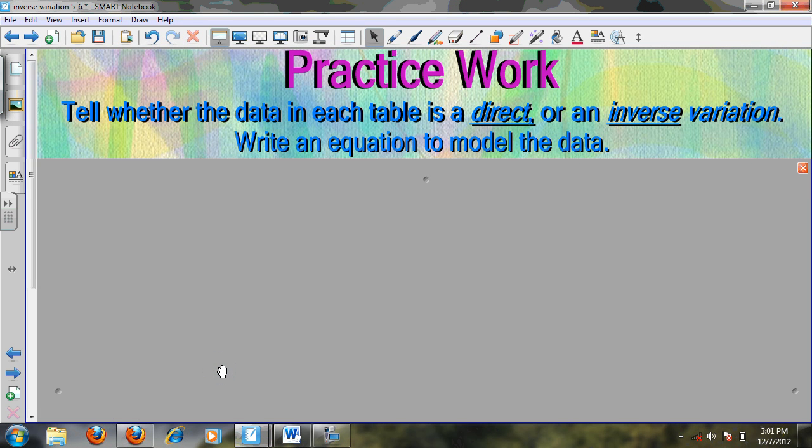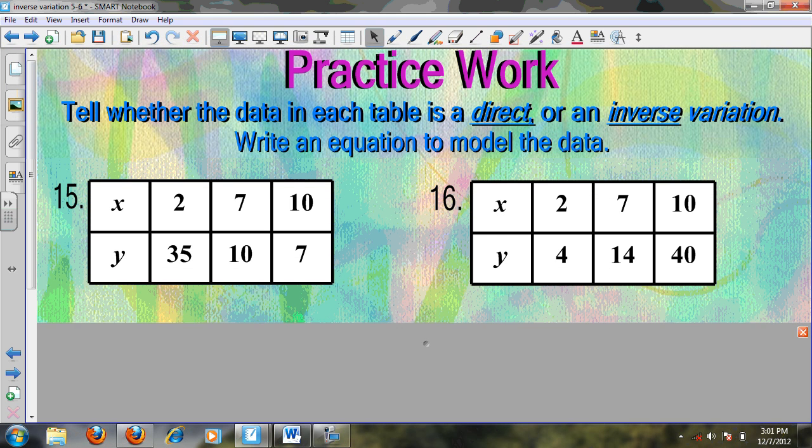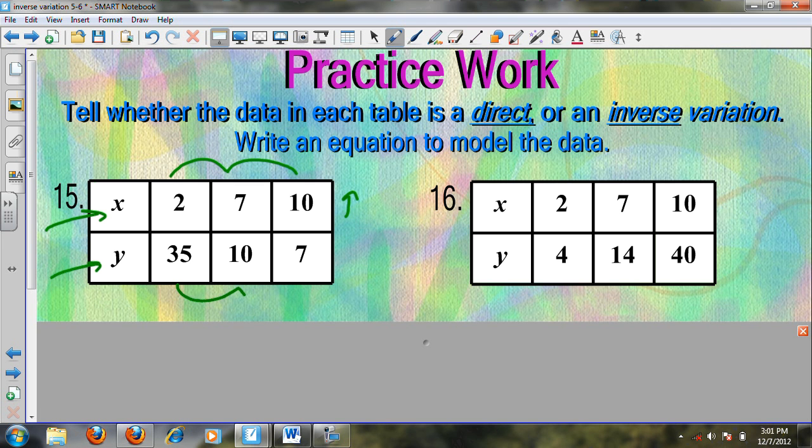If we go back to our PowerPoint, I've got a few more examples for you to try. Tell whether the data in each table is a direct or inverse variation, and then write an equation for the model. What's happening to my X? It's increasing, from 2 to 7 and 7 to 10. What's happening to my Y? As X is increasing, it's decreasing. So what kind of variation? Inverse. What's the equation for inverse variation? Great, Max. X times Y equals K. Give me a value for X. It was 2. What was the Y that matched? 35. 2 times 35 is 70. So XY equals 70.